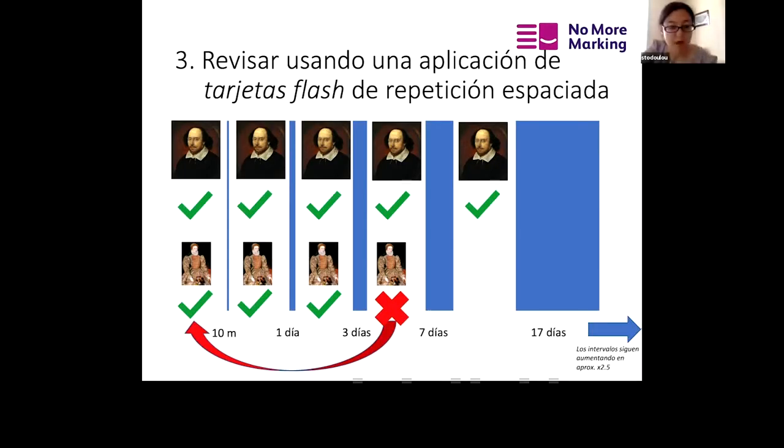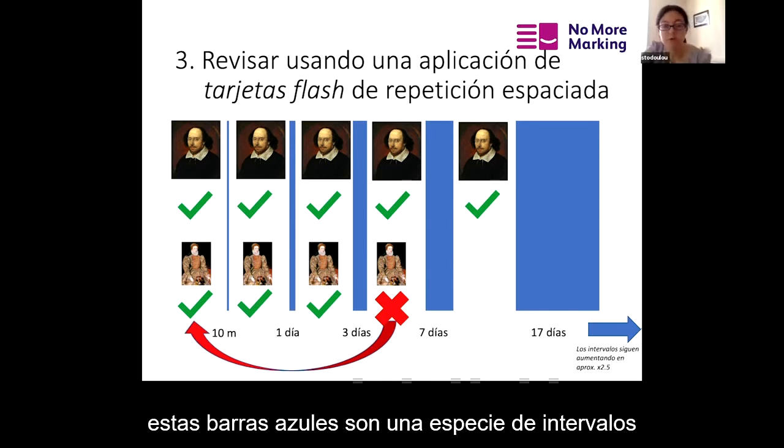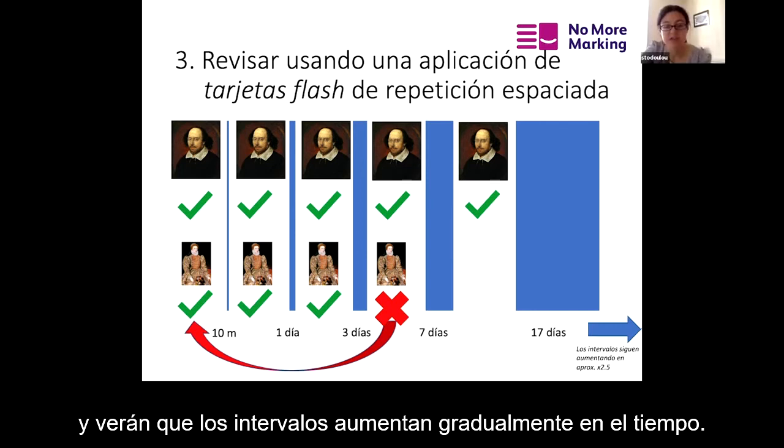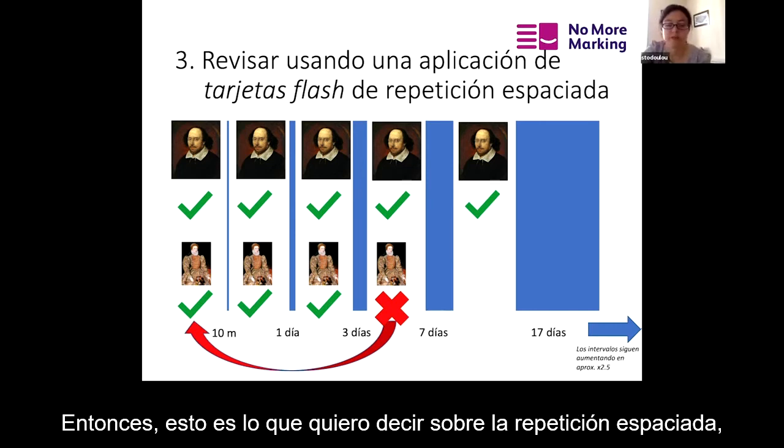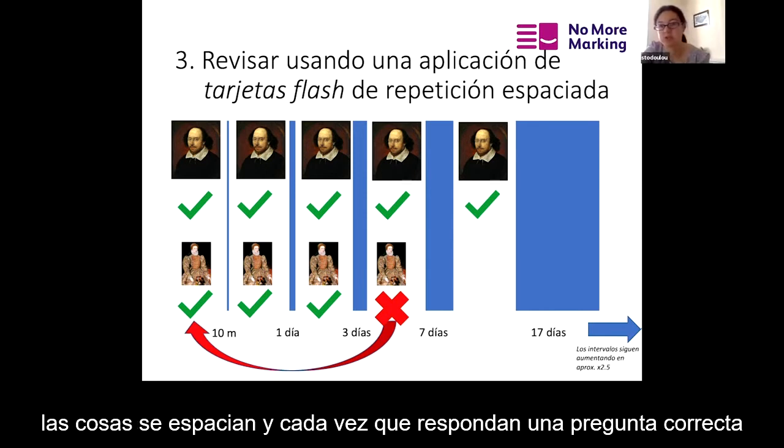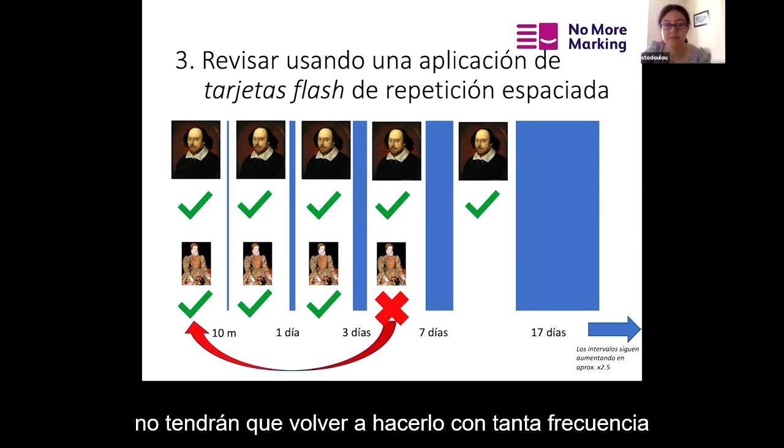So let's have a little look at how this might work with some Shakespeare. Here, these blue bars are the intervals, and you'll see that the intervals are gradually increasing in time. So this is what I mean about spaced repetition. You're spacing things out, and every time you get a question right, you then don't have to come back to it as frequently.